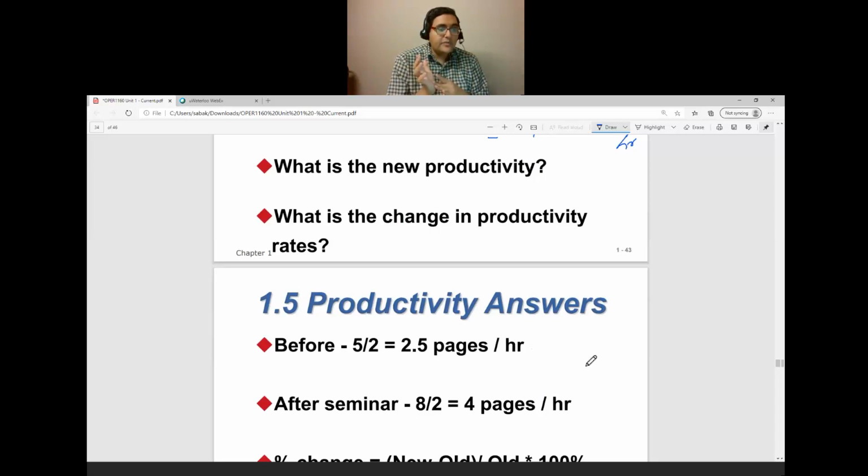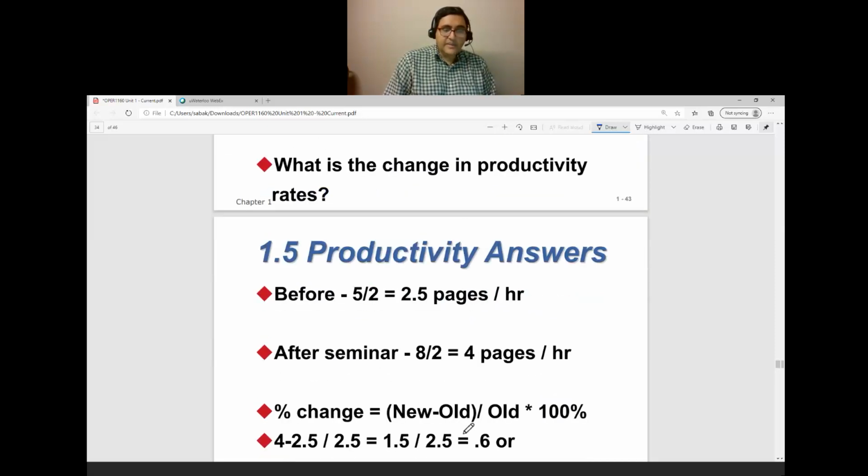So it's pages per hour. So the third question, this is a very important question. What's the initial productivity? The initial productivity was 2.5 pages per hour. The new productivity is, say, 4 pages per hour. So the third thing, which is very important, is a short numerical question for you: to find the percentage change in productivity.